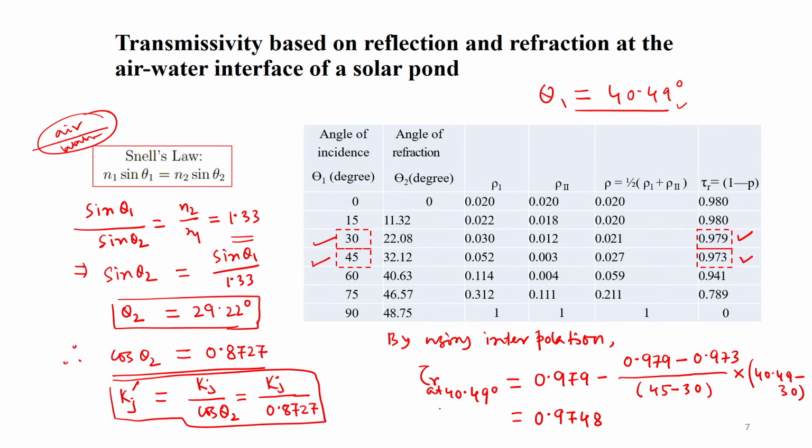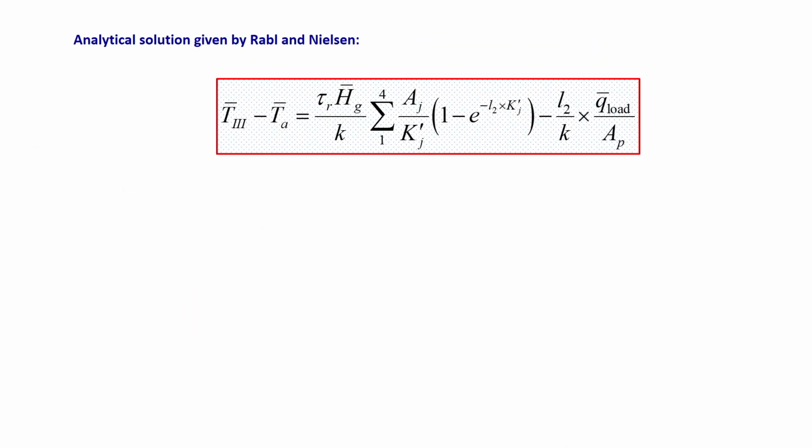Okay. So, this tau r value at 40.49 degree is something like this. Okay. So, we need this value for calculation, right. Now, we have been given, so this we need to apply, that is why I kept it here, and what is given? Thermal conductivity. Okay.